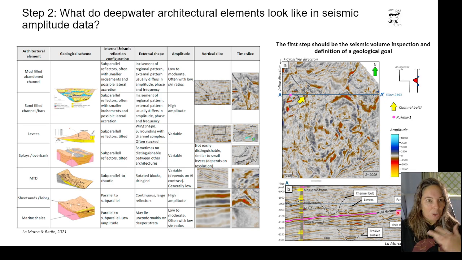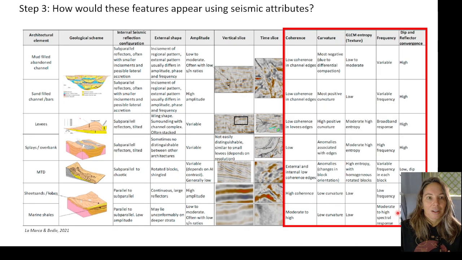But of course, that's where we are right now at this stage in the course. Where we're going to build to is starting to use seismic attributes to get more information out of the seismic data.